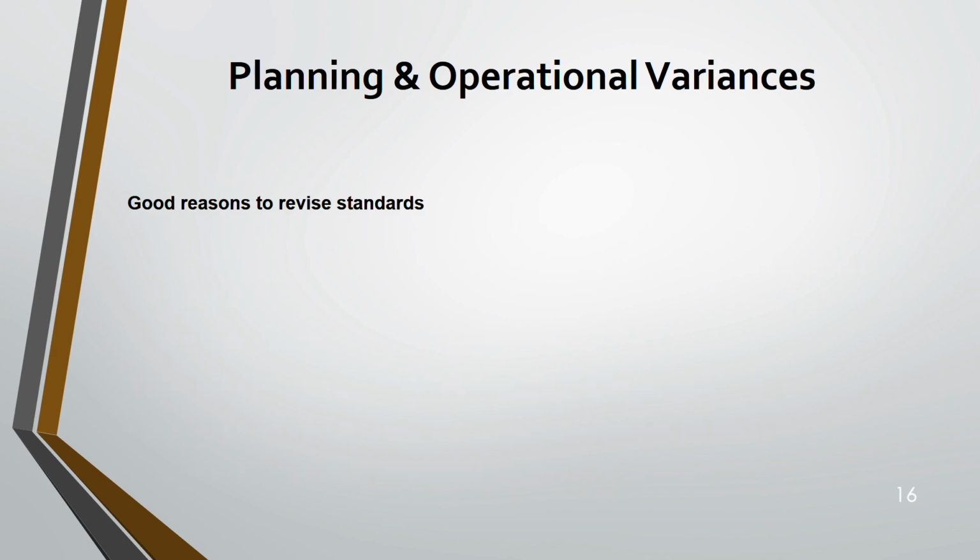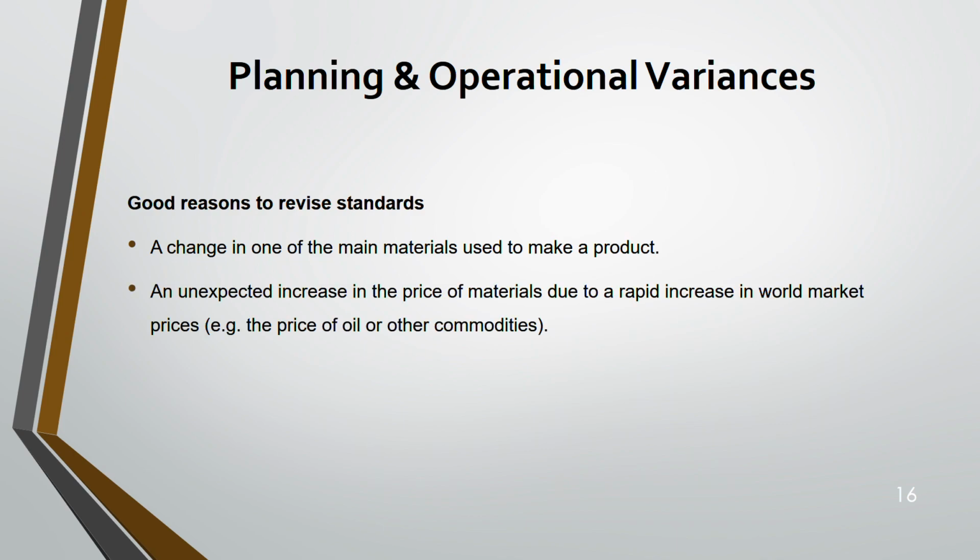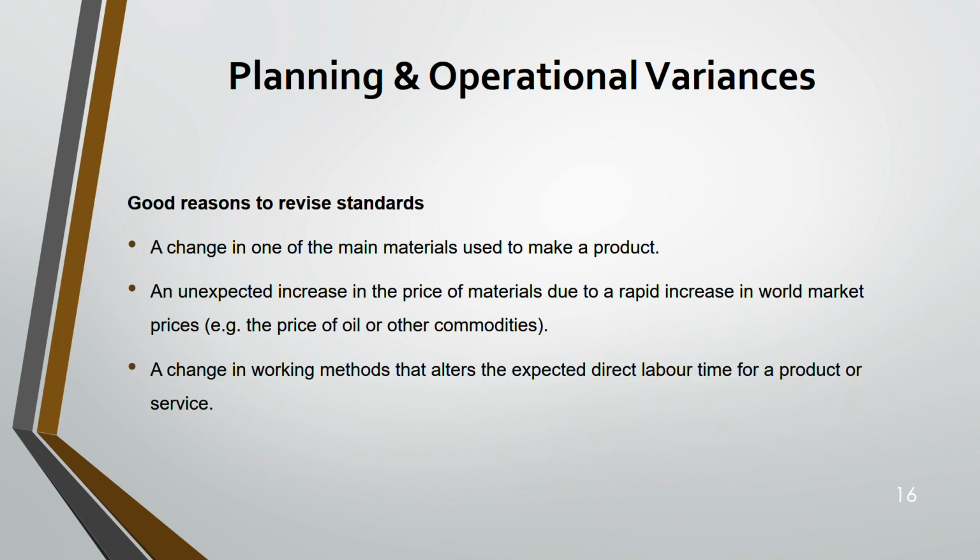But there are some good reasons, instead of excuses, to revise the standard. Number one, let's say you have changed one of your main materials. You have to change the standard. Then suddenly the price of a material increased. Let's say the world market price increases, for example, for commodities like oil, coffee. There is a change in the working method, which changes the direct labor hours also. Then an unexpected change in the rate of pay to the workforce. For example, the government suddenly introduced a minimum wage legislation or something like that in the country.